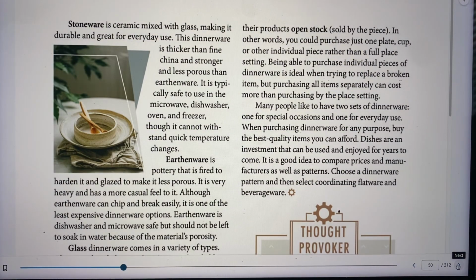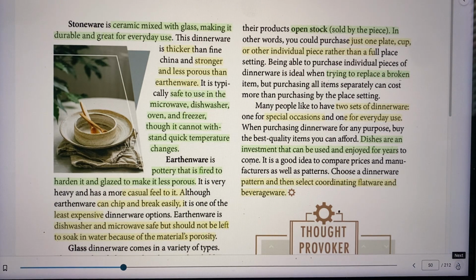Stoneware, okay, we had china, now we have stoneware. Stoneware is ceramic mixed with glass, and it makes it more durable because it's mixed with glass. It's very good for everyday use. Here's a picture of it. It is thicker than fine china, and it's stronger and less porous than earthenware. So it is safe to use in the microwave, in the dishwasher, in the oven even. You could put it in the oven.